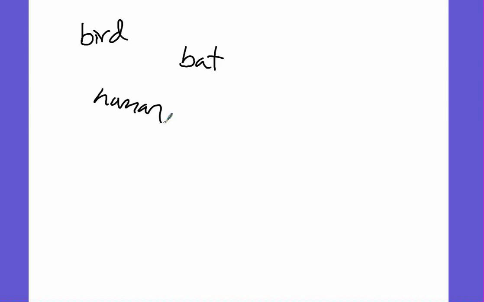It is actually a little bit difficult to do this. Yeah, exactly. But out of a bird and a bat and a human, you're supposed to be able to tell which 2 would be most closely related, and you have to have a reason why.